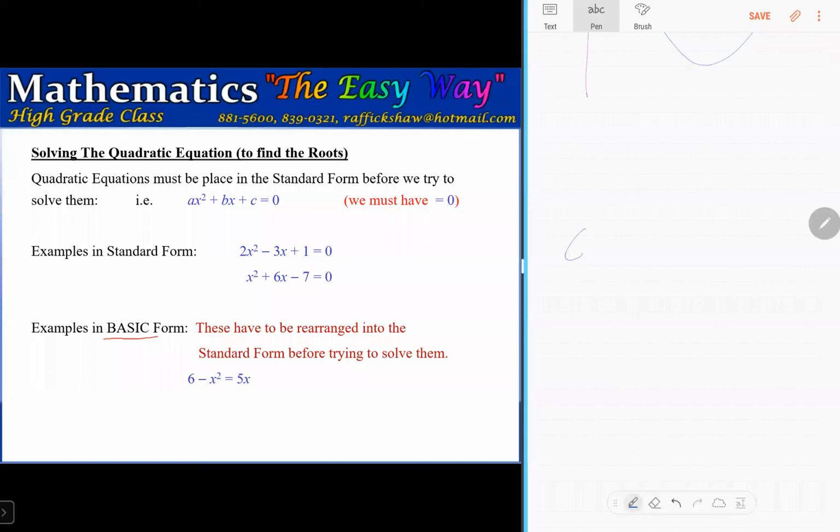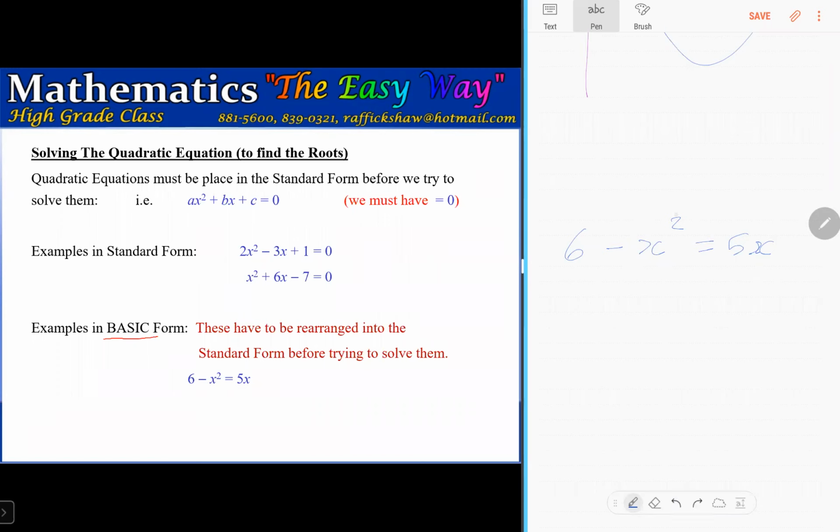Look over here. 6 minus x squared equals 5x. It's an equation because we see the equal sign there. It is quadratic because the only variable in it is x, and the highest power of that is x squared. So we know it's a quadratic. Just that it is not in a standard form. It is in a basic form. So we have to transpose it and put it in a standard form, make it equal 0. So watch me now to get it in a standard form.